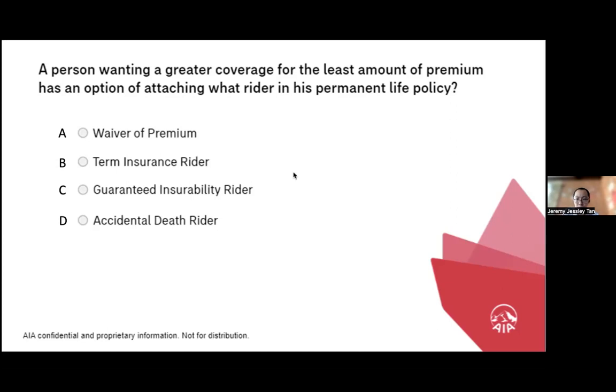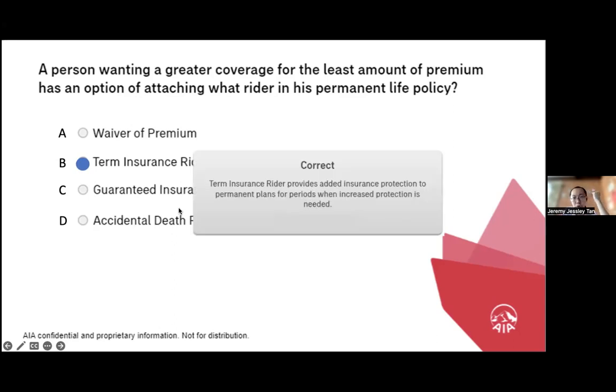And answer correct dyan is letter, sabi ni Jima, it's B. Yes, term insurance rider. Basta pag greater coverage, least amount of premium, yan, mga least expensive, yung mga low cost, yan. Term yan usually. It's most likely the term insurance. Kasi like I said, it's the cheapest form of coverage that you can get.